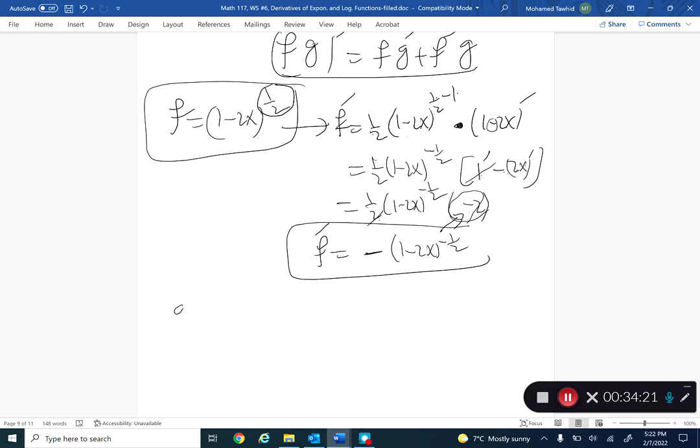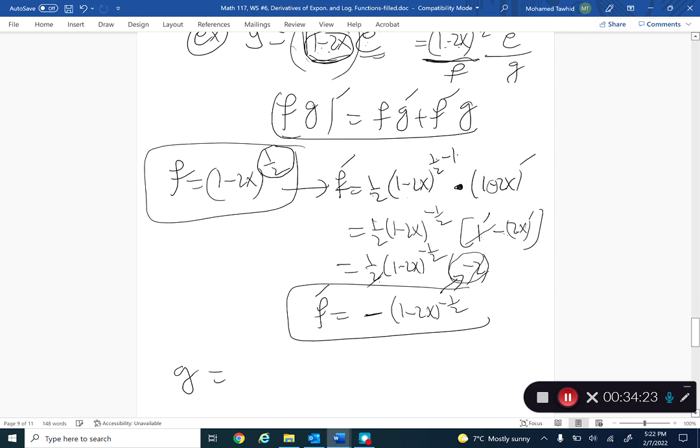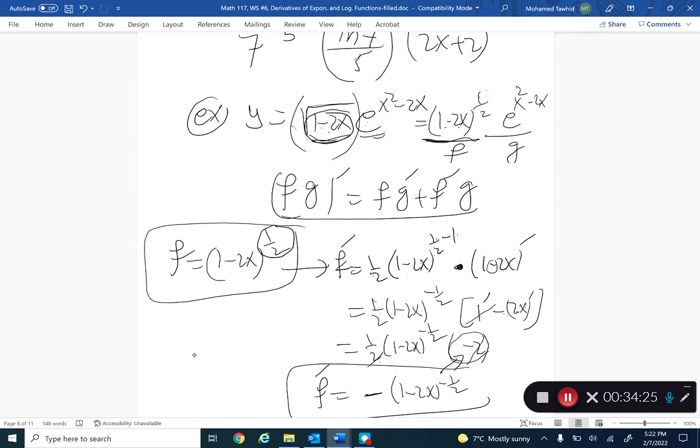So now I have to get g. What is your g? Look what you have. I took the first term, 1 minus 2x. That is my f. I need to get f prime here. Here is your f, and here is your f prime. Then you have g. What is your g? E to the power x squared minus 2x. So that is your g, and that is your g prime. So now I need to get g prime, and then I go back here, replace f, g prime, f prime, g, and then you are done.